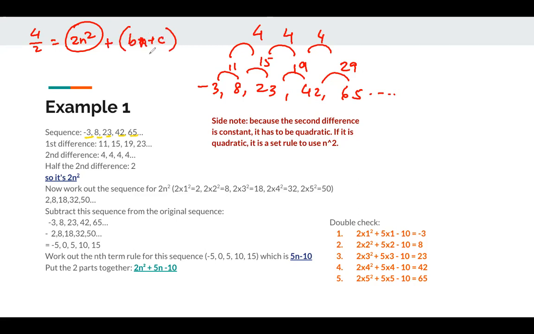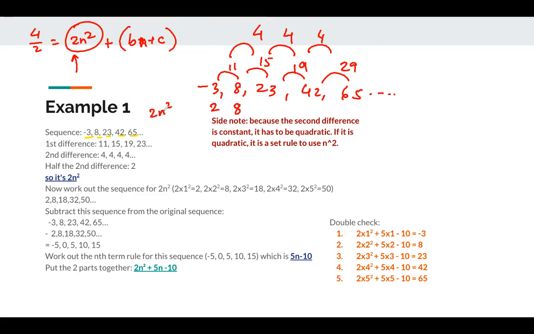For this part, we write down the 2n squared sequence right below it. For the 2n squared sequence, if I put n as 1, I get 2. If I put n as 2, I get 8.